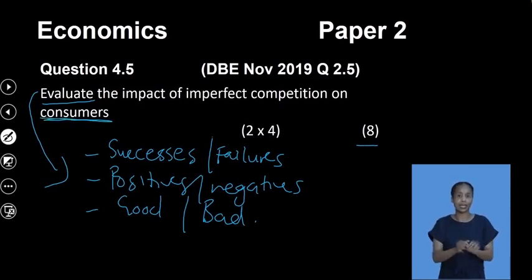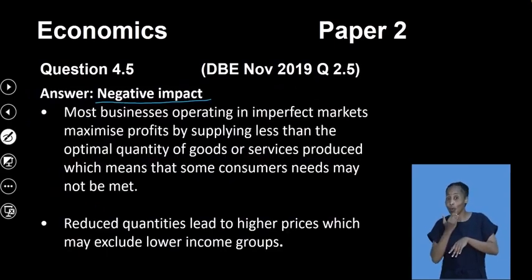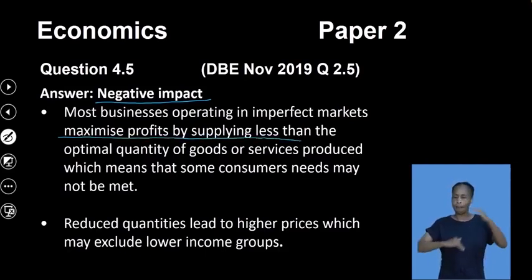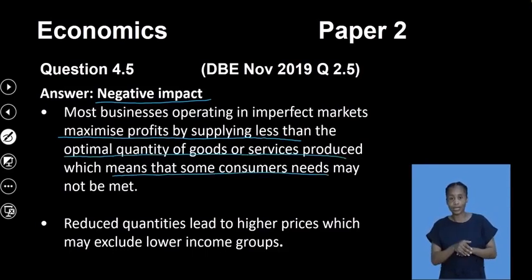It's very important that you highlight the impact to consumers there, right? It says, most businesses operating in imperfect markets maximize profits by supplying less than the optimal quantity of goods and services produced, which means that some consumers' needs may not be met there. So for imperfect markets, in most cases, you would find in order for them to maximize profits, they produce less. And at the end of the day, some consumers' needs may not be met there. That is the first point.